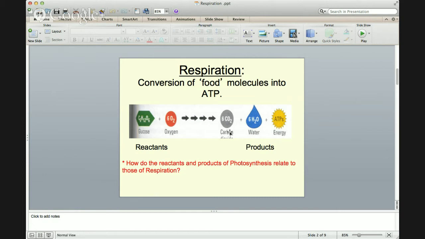The waste products are CO2, which we breathe out, and water, which some of it is actually breathed out, and some of it remains in our body to help maintain homeostasis. And then we get this ATP. So if we think about the reactants and products in photosynthesis, how do they relate to respiration? Remember, what comes out of photosynthesis goes into respiration. What comes out of respiration goes into photosynthesis.